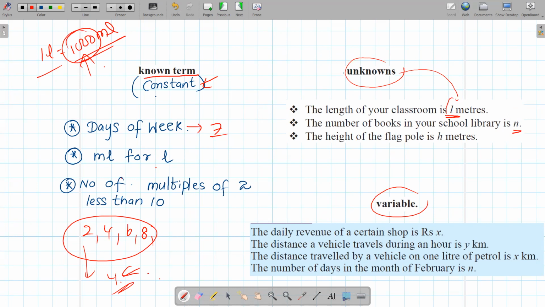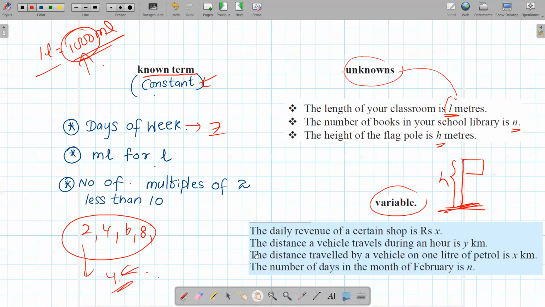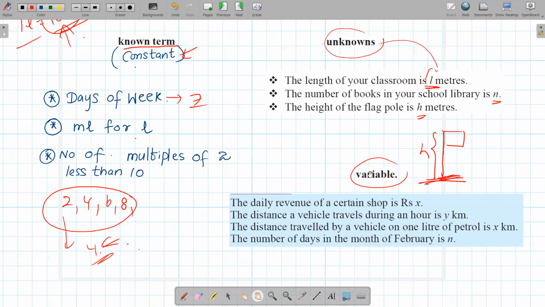Okay. Now, the height of the flagpole, h meters. I think you know about the flagpole. The height of this one is not changed. Sometimes you have known terms that are called constants. Sometimes you have unknown terms, you don't know the value, but it's not changed. Now you can check what is a variable. Otherwise, according to the time, if it is varying, meaning it's changed, that is called a variable.